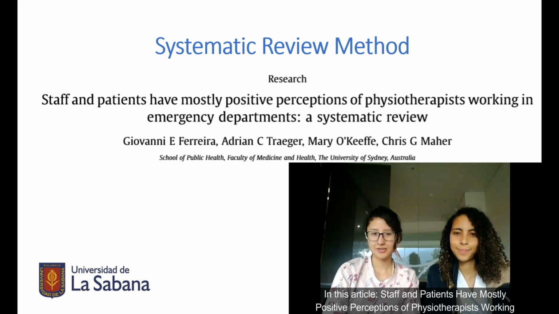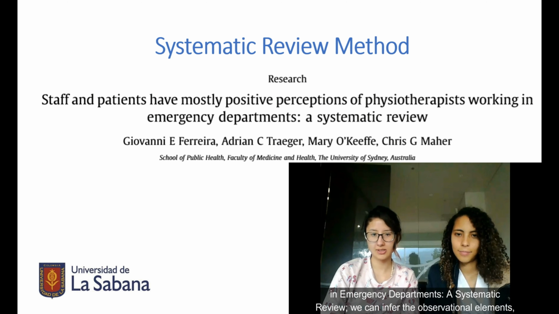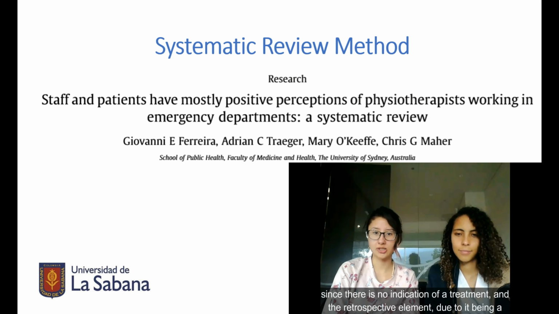In this article, staff and patients have mostly positive perceptions of physiotherapists working in emergency departments. In a systematic review, we can infer the observational element since there is no indication of a treatment, and the retrospective element due to it being a compilation of documents published before this particular study.